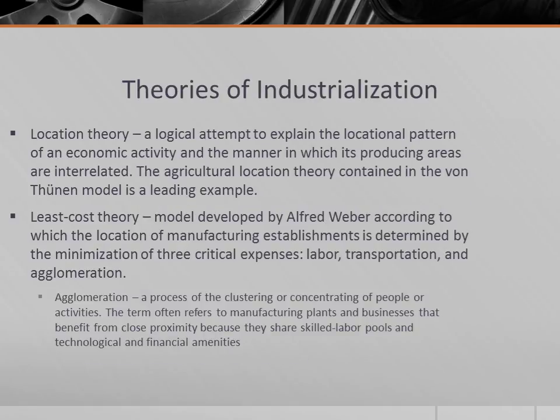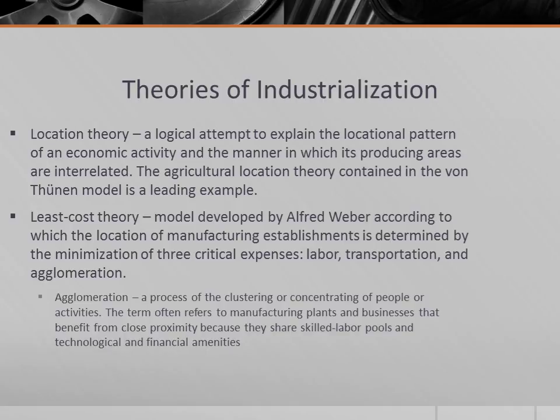Which now brings us to some of these theories of industrial location. So these are several definitions, and these are going to be important. So here's our definition. Location theory, a logical attempt to explain the locational pattern of an economic activity and the manner in which its producing areas are interrelated. The agricultural location theory contained in the von Thunen model is a leading example. So, location theory applies to any type of theory that attempts to locate where a particular economic activity works. In the primary sector, that was von Thunen. But right now we're talking about the secondary sector, manufacturing, industry.